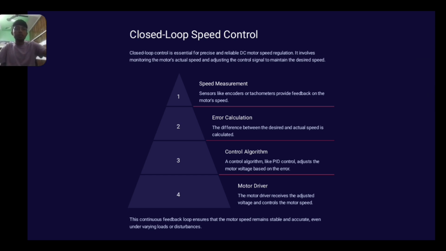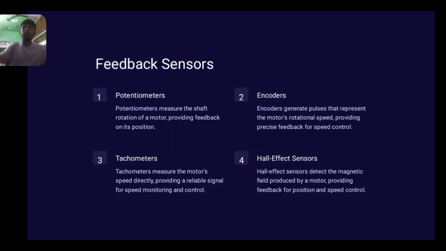Feedback sensors. Potentiometers measure the shaft rotation of a motor, providing feedback on its position. Encoders generate pulses that represent the motor's rotational speed, providing precise feedback for speed control. Tachometers measure the motor speed directly, providing a reliable signal for speed monitoring and control. Hall effect sensors detect the magnetic field produced by a motor, providing feedback for position and speed control.